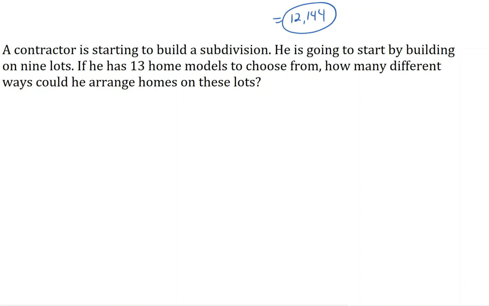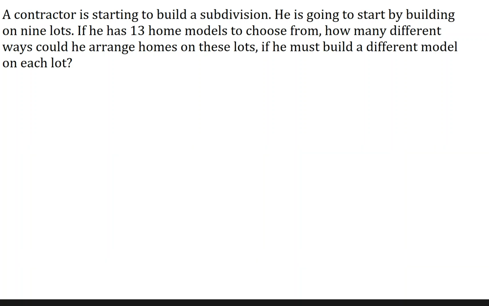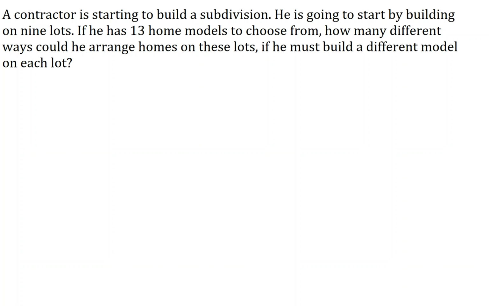Okay, so in this example, a contractor is going to start building a subdivision. He's going to build on 9 lots to get the first phase of the subdivision started. He can choose from 13 home models. How many ways could he arrange homes on these lots? Well, this problem is a bit vague. If there's no restrictions, he could choose the same model to be on all 9 lots. So we're going to add a condition to this. Okay, so here's the modification. Now he must build a different model on each lot.